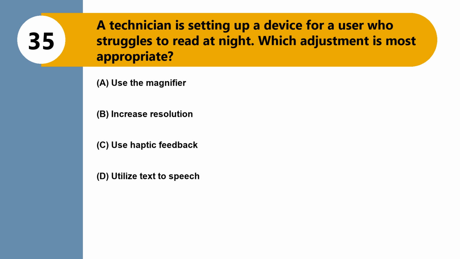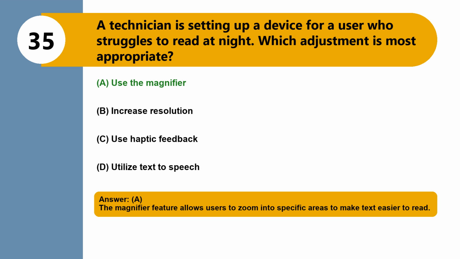Which adjustment is most appropriate? Option A, use the magnifier. Option B, increase resolution. Option C, use haptic feedback. Option D, utilize text to speech. The correct answer is option A, use the magnifier. The magnifier feature allows users to zoom into specific areas to make text easier to read.